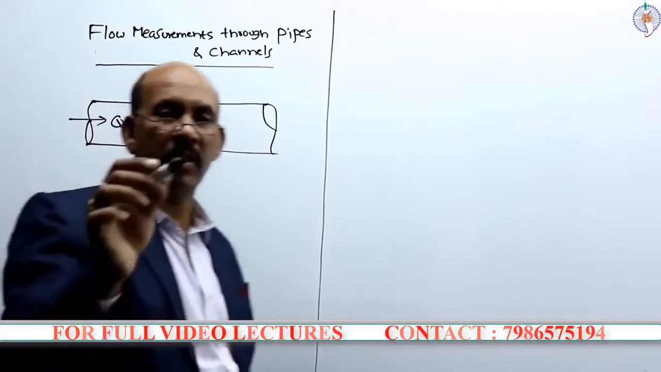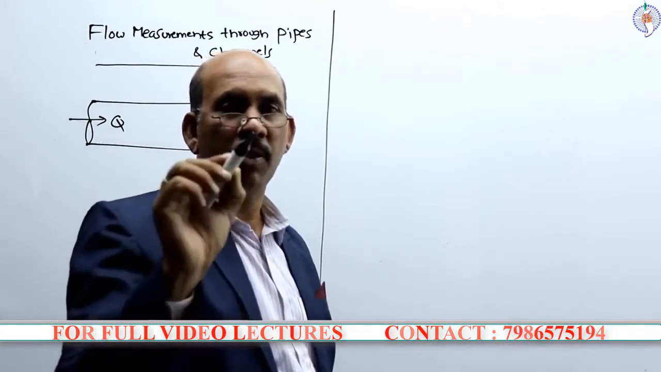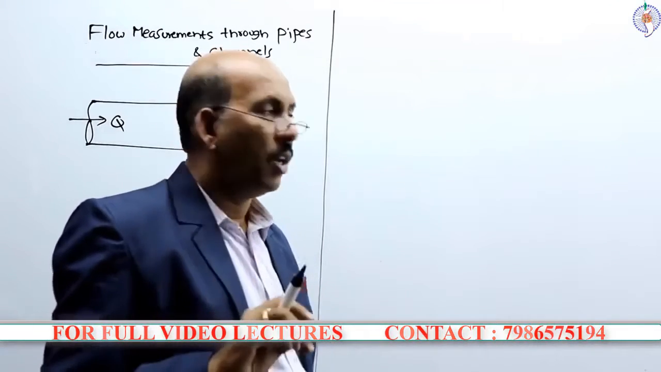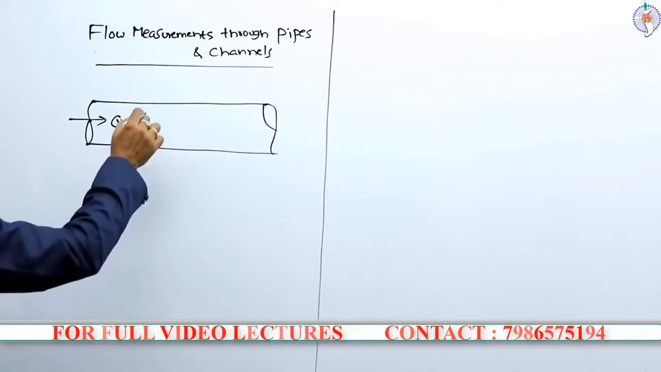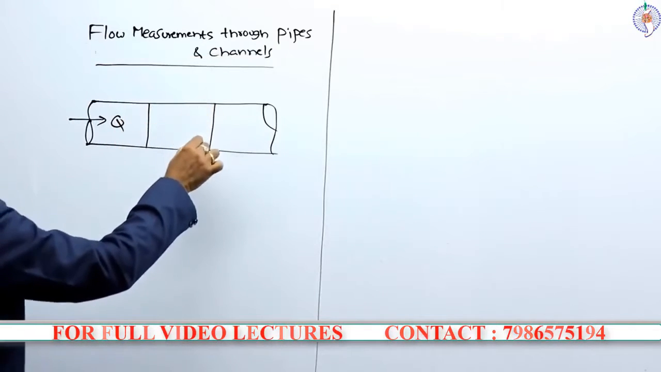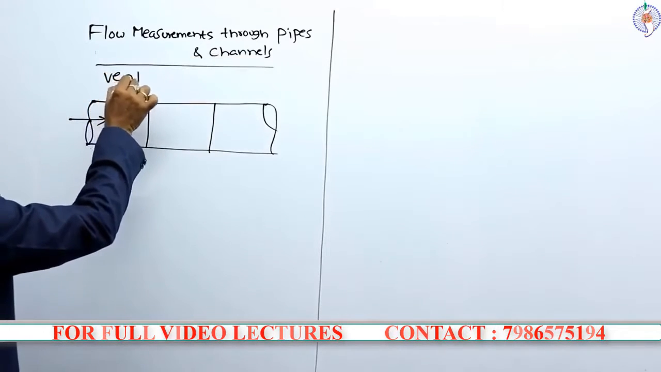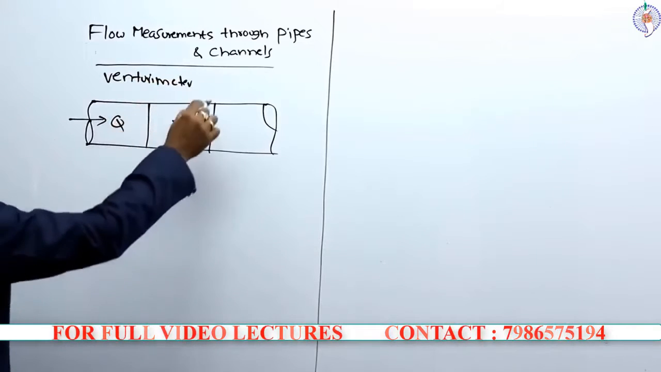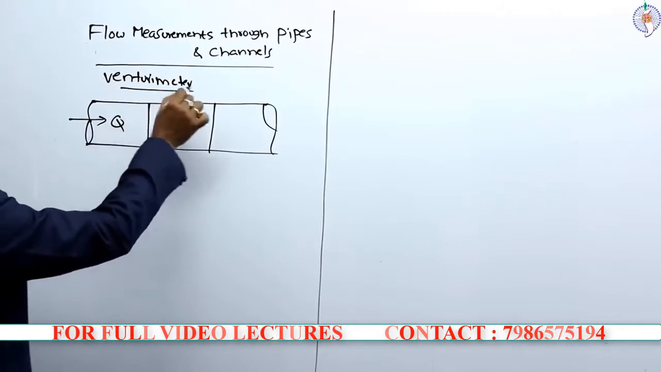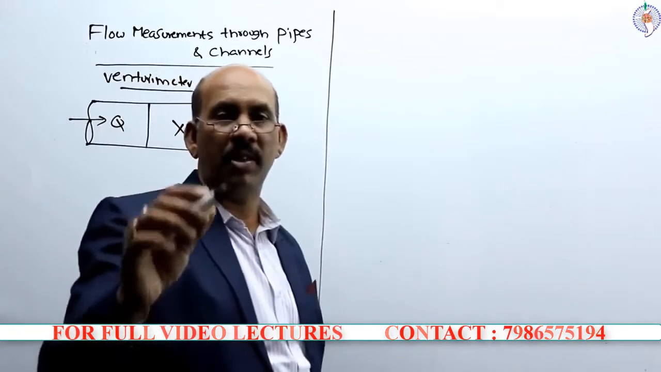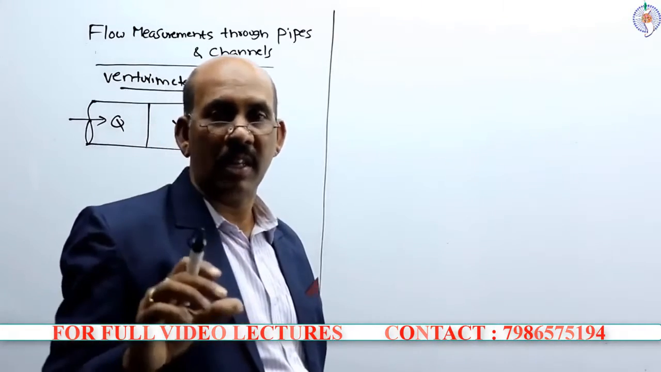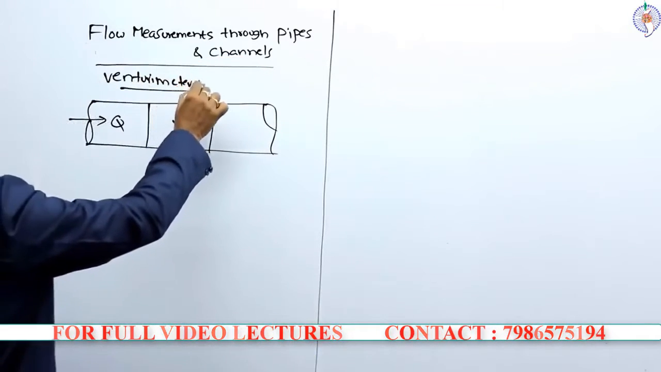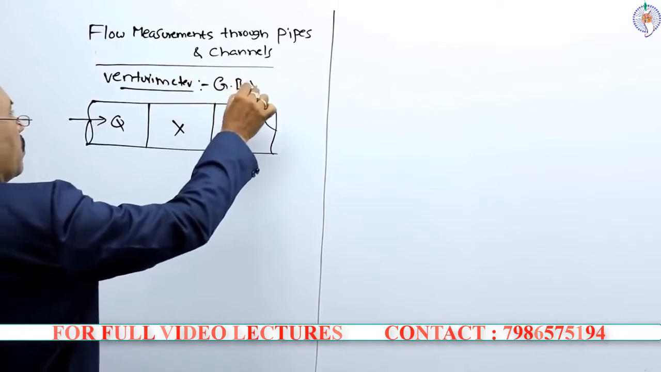Let us say Q is the discharge flowing through the pipe. In order to measure the value of Q, that is the rate of flow, we want to use a Venturi meter in a portion by cutting. This portion of the pipe is cut and we can install the Venturi meter, a device used to measure the rate of flow. This Venturi meter was invented by G.B. Venturi.